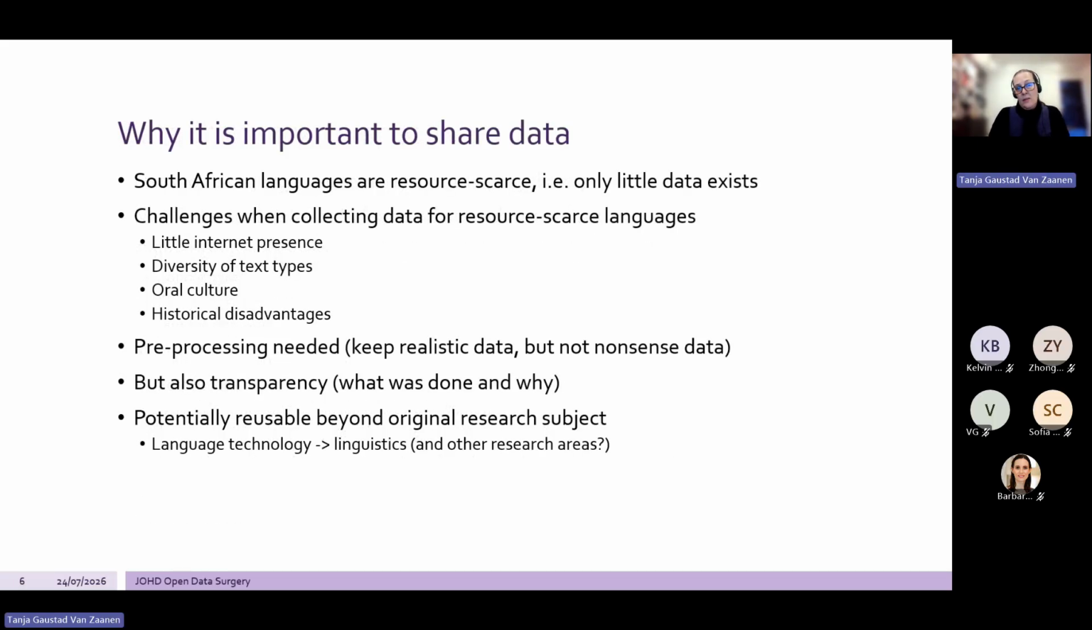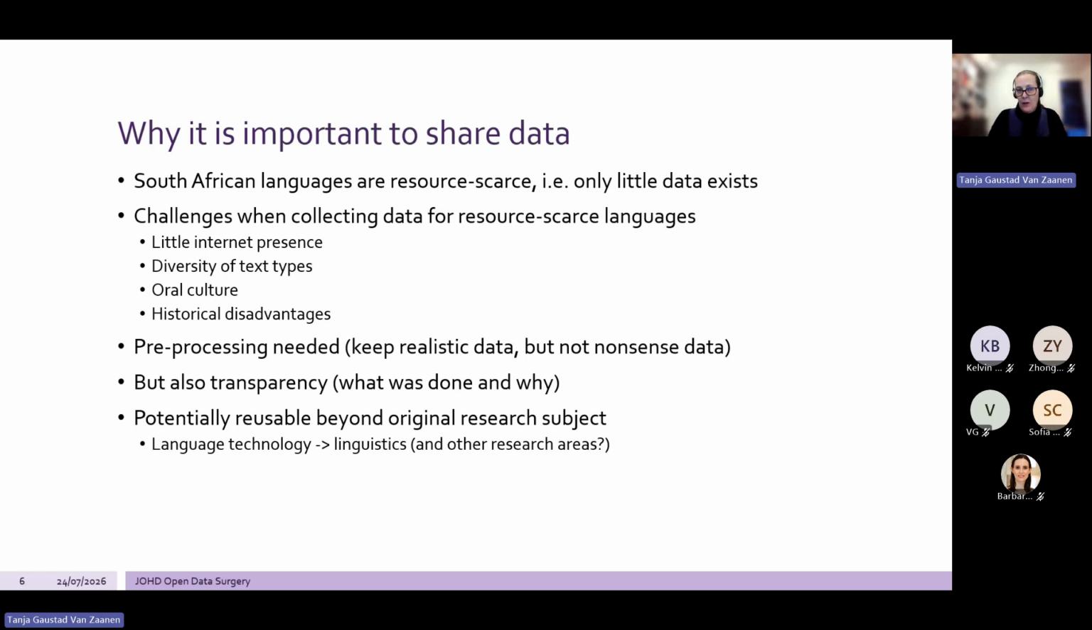But now, why is it important to share data? From a South African perspective, most South African languages at least are resource scarce. This means only very little data exists. And there are quite a few challenges we face when we're collecting data for such languages. One is that for some of them, the internet presence is very, very small. Another thing is it's very difficult to legally acquire a diversity of different types of texts. So newspaper text, which for English-speaking people is the data that's out there to just go and collect.